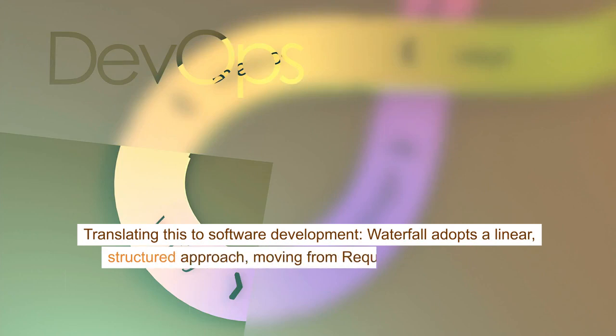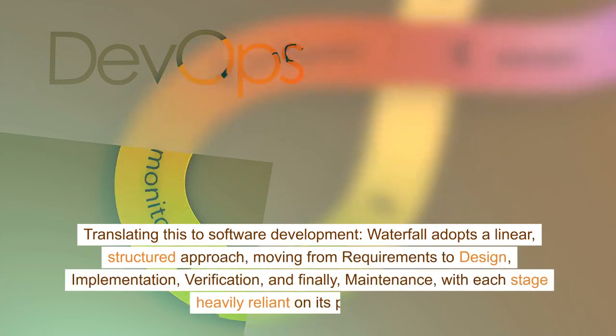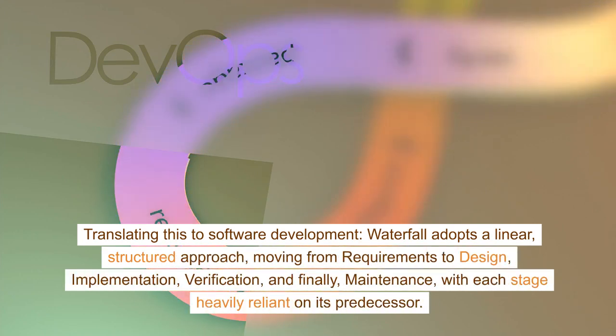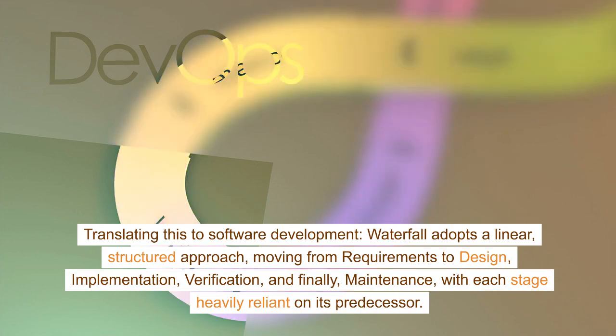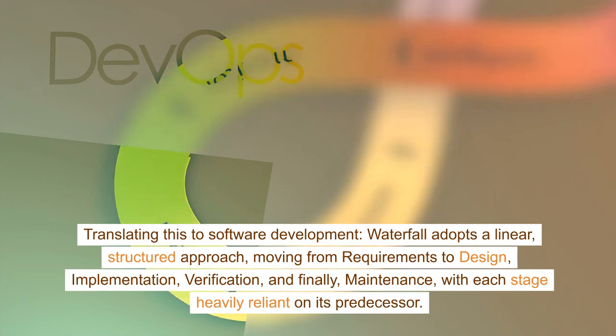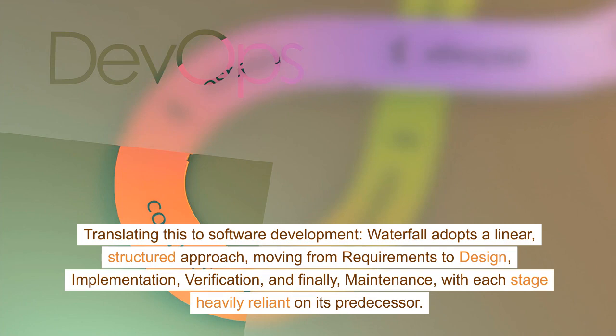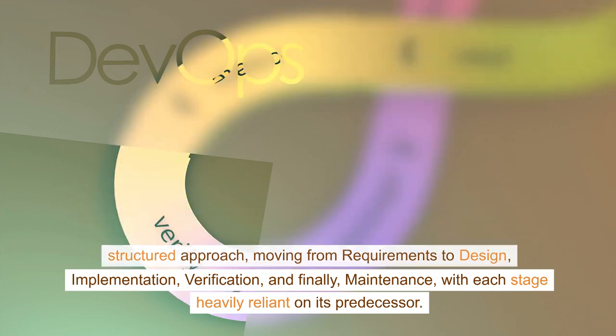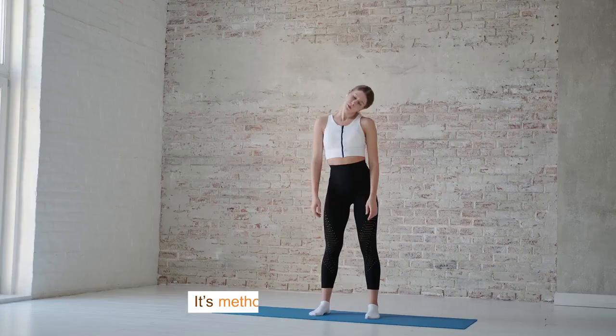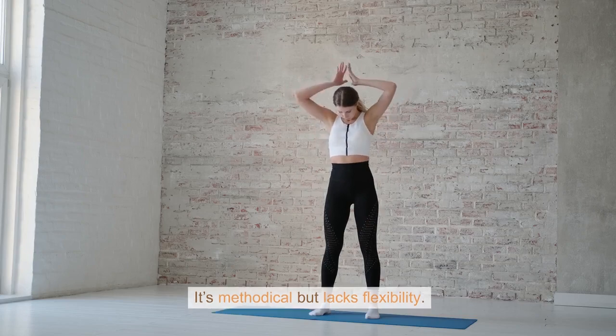Translating this to software development, Waterfall adopts a linear, structured approach, moving from requirements to design, implementation, verification, and finally, maintenance, with each stage heavily reliant on its predecessor. It's methodical but lacks flexibility.